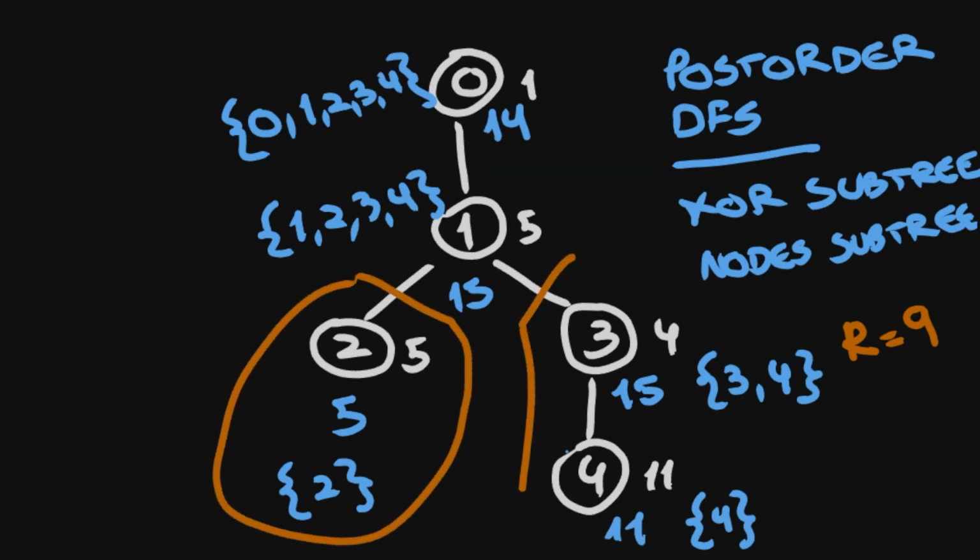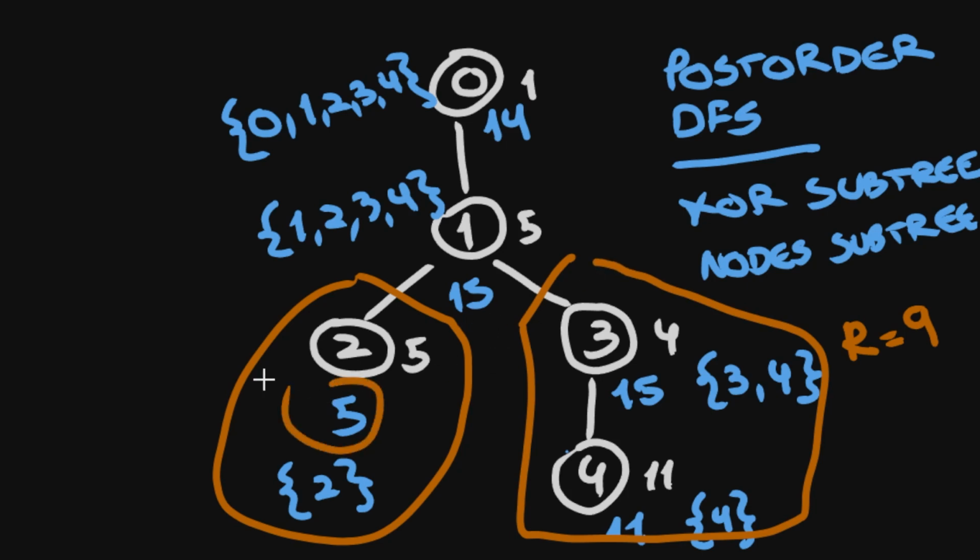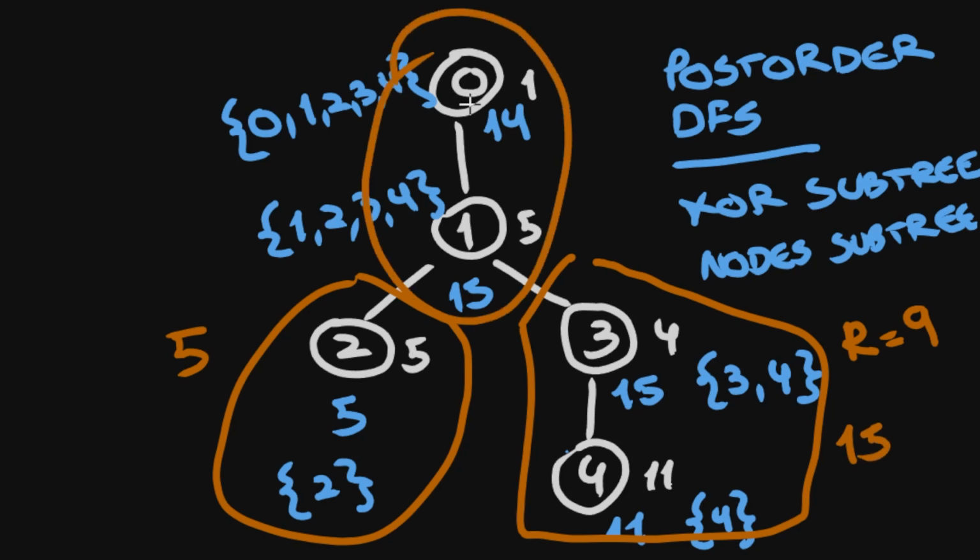We remove this edge, meaning we take this component. The XOR value here is 5. The XOR value here is 15. And the XOR value for this component is 14 XOR 5 XOR 15, meaning 4. The maximum value here is 15, the minimum value is 4. 15 minus 4 is 11. 11 is greater than 9, so we continue.